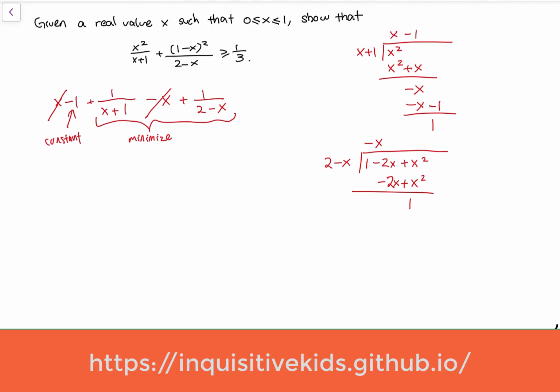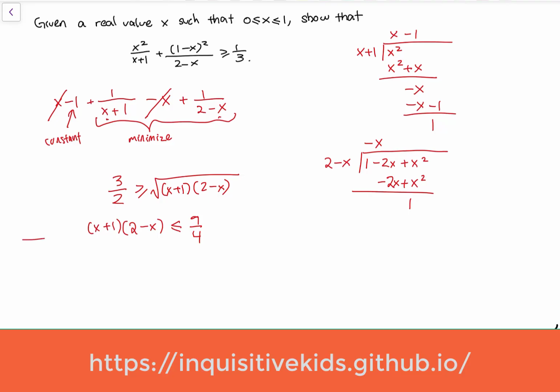Now let's apply the AM-GM inequality. Here we have x plus 1 and 2 minus x in the denominators, so we can just use the AM-GM inequality on the denominators. If we add these two terms up and take their arithmetic mean, we get 3, because the x's cancel out, divided by 2, which is greater than or equal to the geometric mean of these two binomials, the square root of x plus 1 times 2 minus x. Now let's square both sides. We have x plus 1 times 2 minus x is less than or equal to 9 over 4.